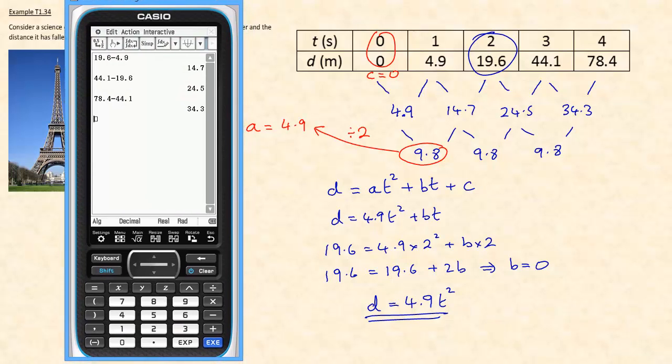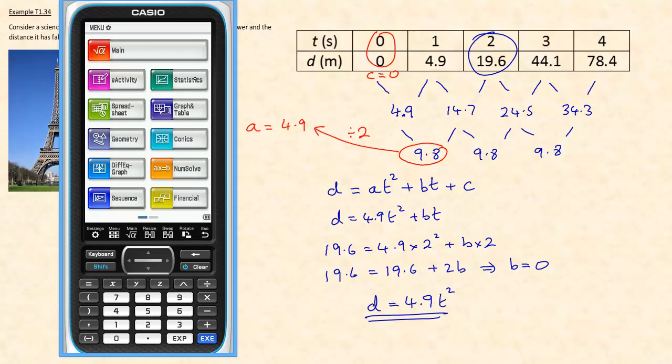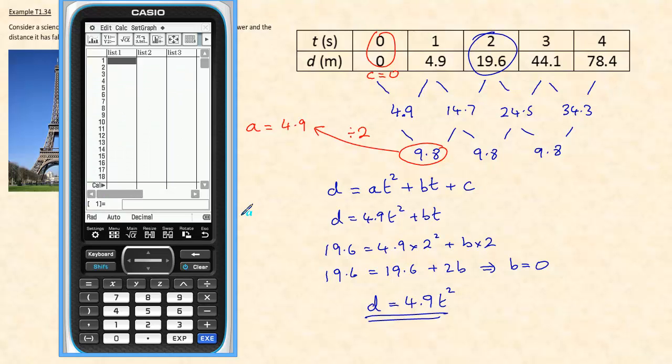Now we can find this using the calculator if we have it available to us. It's called quadratic regression and actually only needs 3 points. We'll use all of them. So if we go into statistics, what I'm going to do is I'm going to put my t's in list 1. So that's 0, 1, 2, 3 and 4, and then we'll put the d's in list 2.